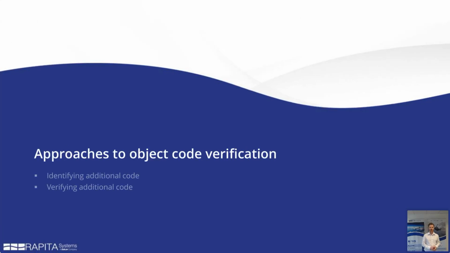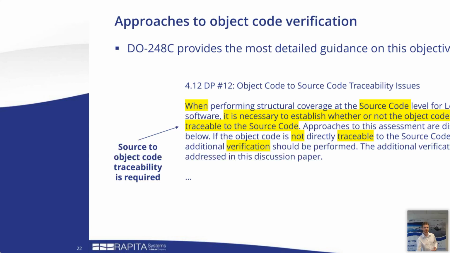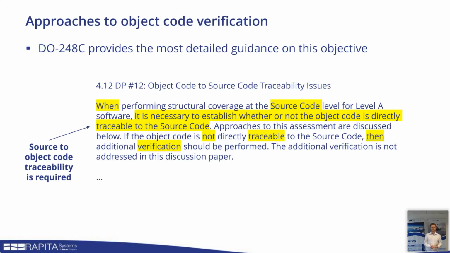So we've talked about traceability. This is how you establish whether or not your object code traces to your source code, and which bits don't trace. If you find that you have code that doesn't trace, then you're obliged to verify that code. DO-278C, which is the companion document to DO-178C, provides some further guidance on how to do this. First of all, before you can verify it, you have to establish whether it exists, and you have to complete this traceability action.